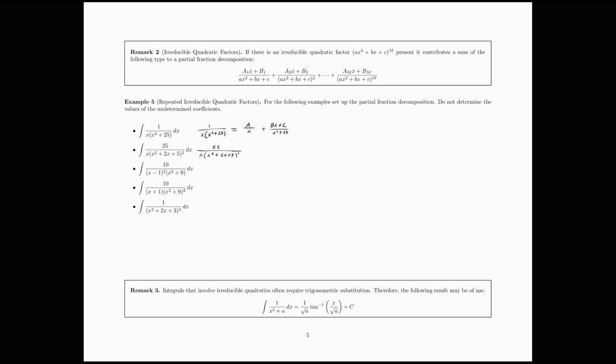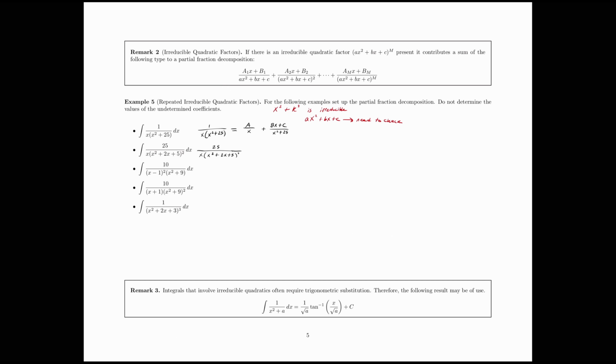Okay? So for the second one, we've got 25 over x times x squared plus 2x plus 5 squared. Now, whenever you have something written in the format x squared plus something squared, let's say little a, this is always irreducible. But you may have a quadratic that's written in this format here, maybe with some k squared. So if you have something like this, you would actually need to check the discriminant.